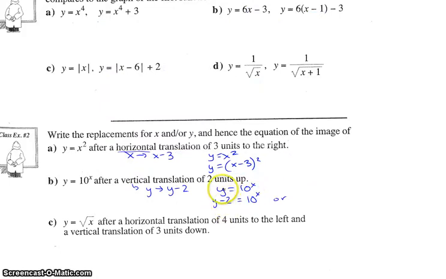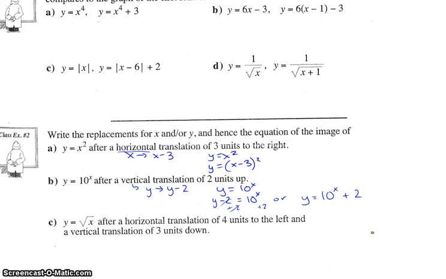Okay, so we replaced y with y minus 2, or we could isolate y and rewrite that as y equals 10 to the x, and then add 2 to both sides, and we would have plus 2 on the right-hand side. There we go, that gets rid of that. Either one of those answers would be fine. Okay, you guys try part C, and then we'll see if we get the same answer.